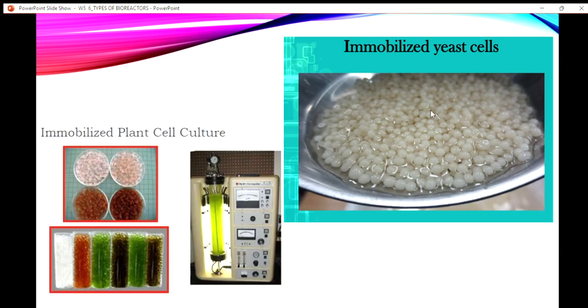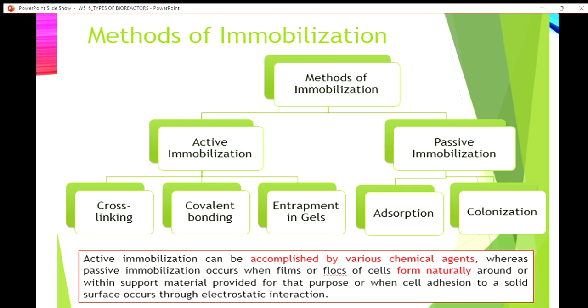Okay, so this is an example of your immobilized cell lah. You can see these are the beads. Inside the beads you have the cell, the biocatalyst or the cell that you want to use during your fermentation process. Okay, so these are the methods of immobilization. You have the active immobilization process and the passive immobilization process. For active, you have cross-linking, covalent bonding, entrapment in gel. For passive, you have adsorption and colonization.